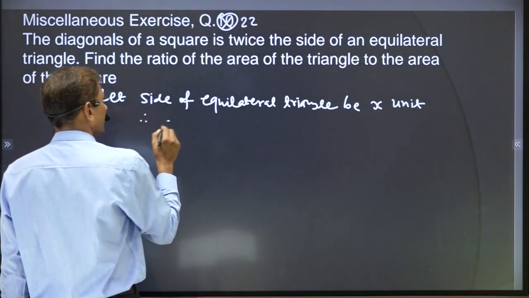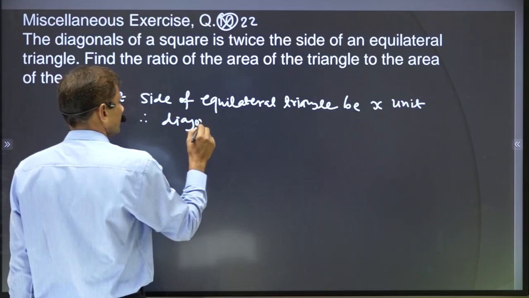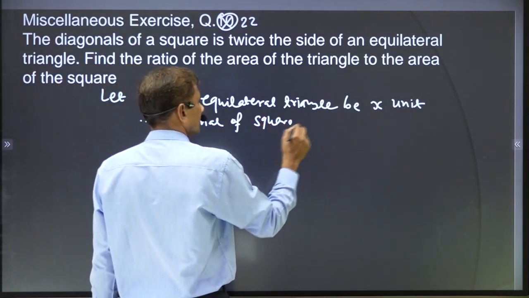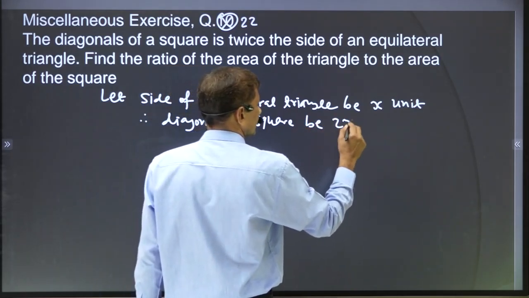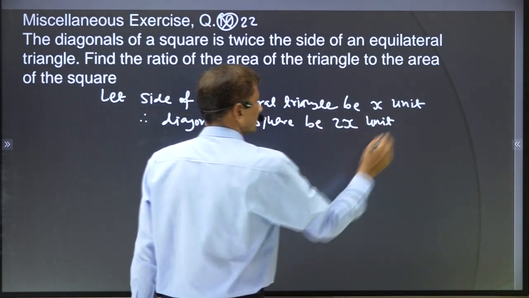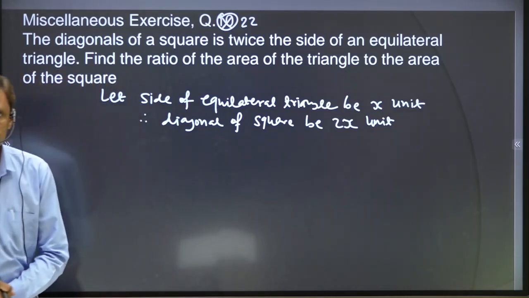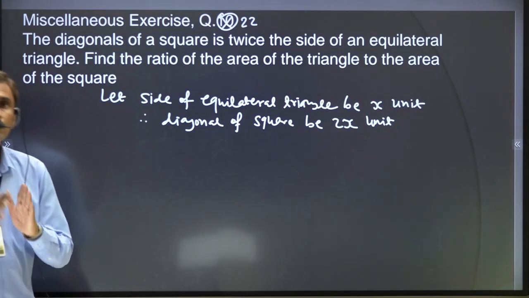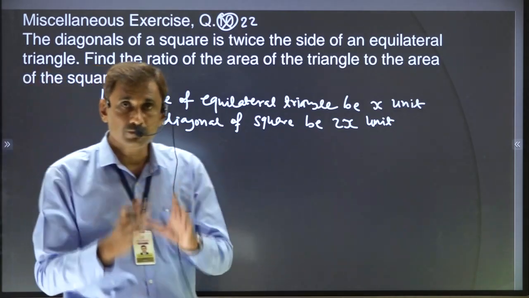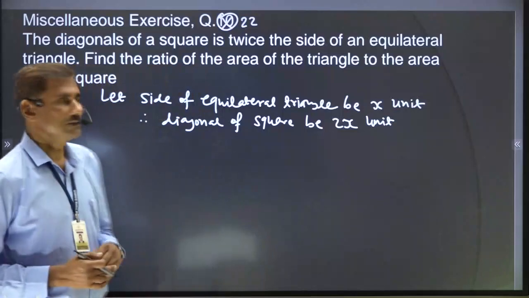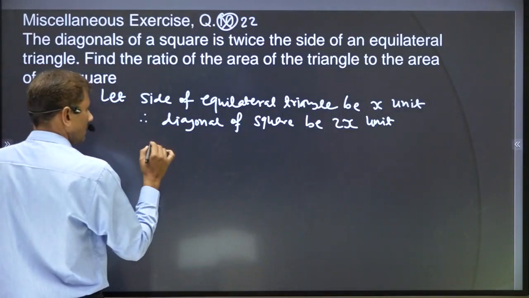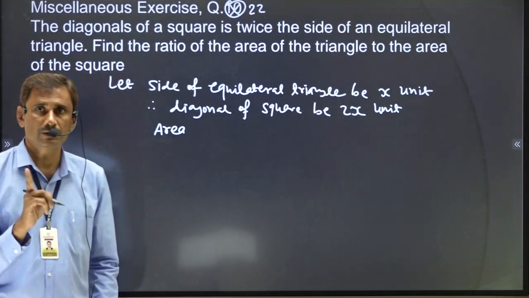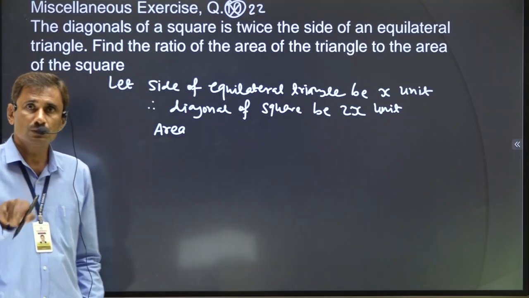Therefore, the diagonal of the square will be 2x unit. Okay, centimeter, meter, whatever you want. Just the relation is there. Now we have to find not the area of any figure but the ratio of the areas of both. So write directly only. So area of whatever is asked, sequence is important. Area of triangle to the area of square.